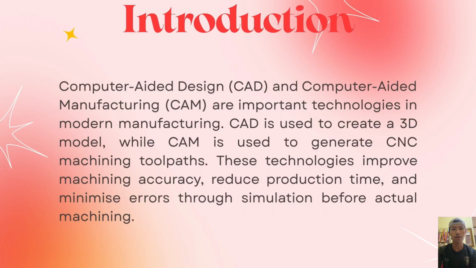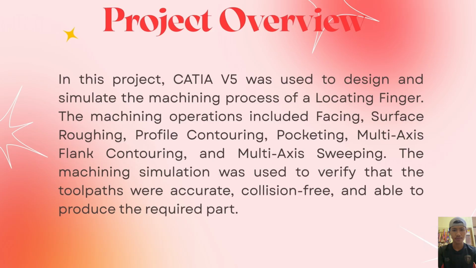For our introduction, computer aided design, which is CAD, and computer aided manufacturing, which is CAM, are important technologies in modern manufacturing. CAD is used to create a 3D model, while CAM is used to generate CNC machining toolpaths. These technologies improve machining accuracy, reduce production time, and minimize errors through simulation before actual machining.